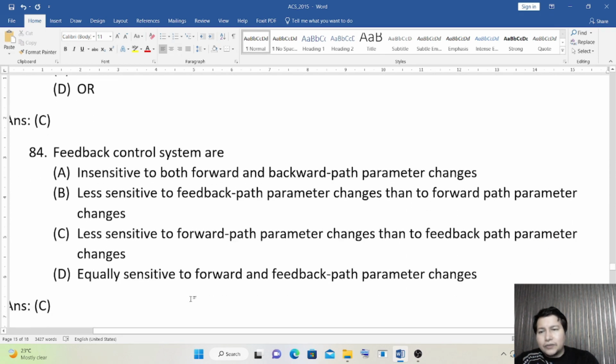84 number question: feedback control systems are insensitive to both forward and backward path parameter changes, less sensitive to feedback path parameter changes than to forward path parameter changes, less sensitive to forward path parameter changes than to feedback path parameter changes, equally sensitive to forward and feedback path parameter changes. So correct option will be option C.